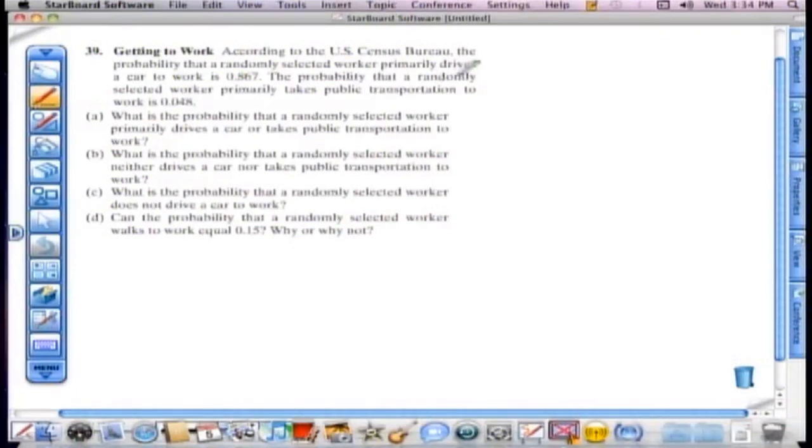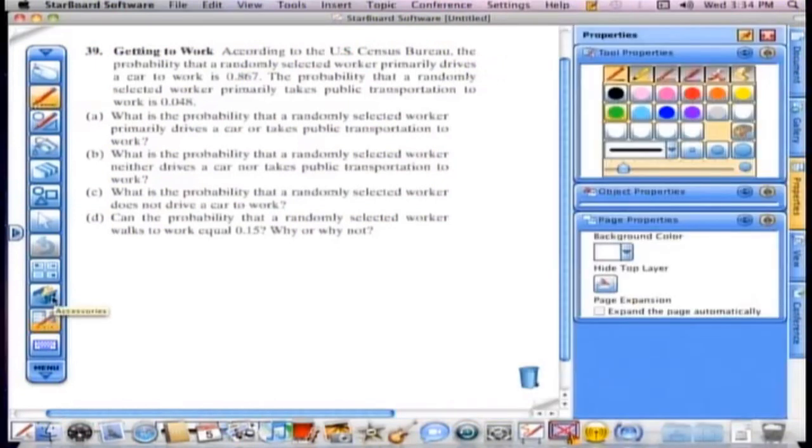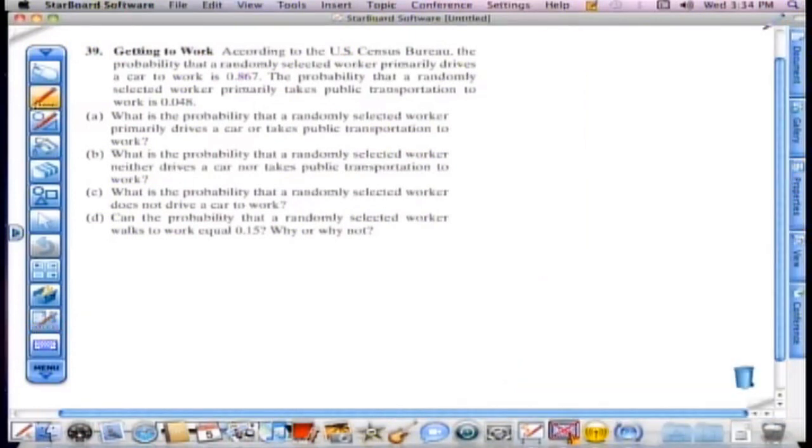The probability that a randomly selected worker primarily drives a car to work is 0.867. And the probability that they primarily take public transportation is 0.048. So the probability that they drive is equal to 0.867, and the probability that they take public transportation is 0.048.